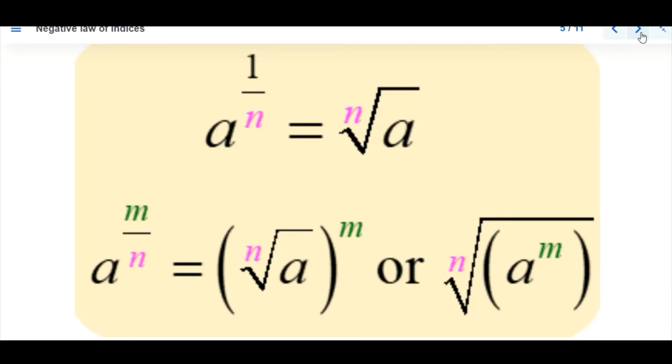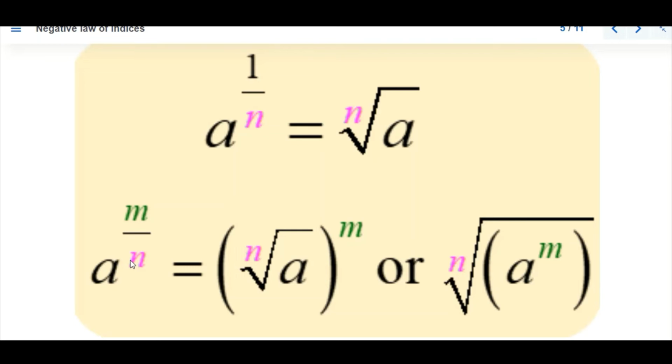Now let's look at this. This is the negative law of indices. If you look at this, this is just like having an expression of a fraction with a base number a. So if you want to rewrite this, it's going to be the nth root of a, so it's going to be root n of a, or a raised to power 1 over n. So if you have m raised to power n over m, then if you have to express it, it's going to be what?